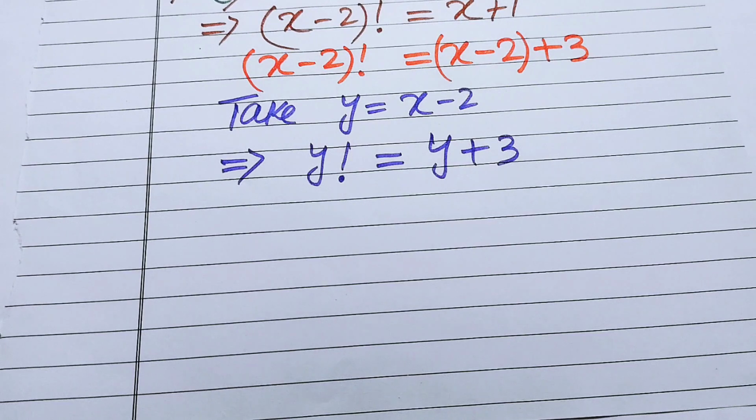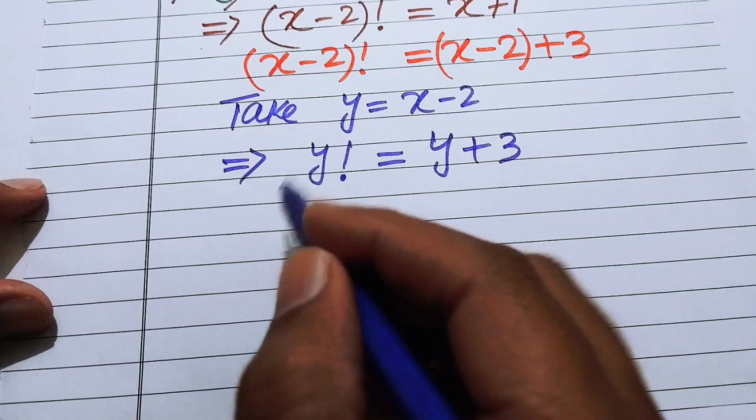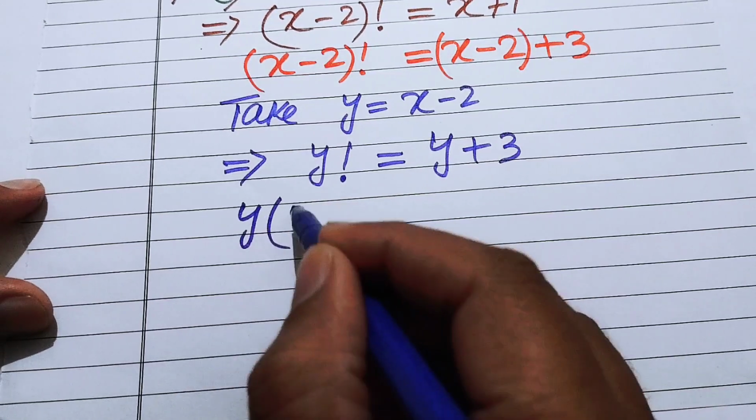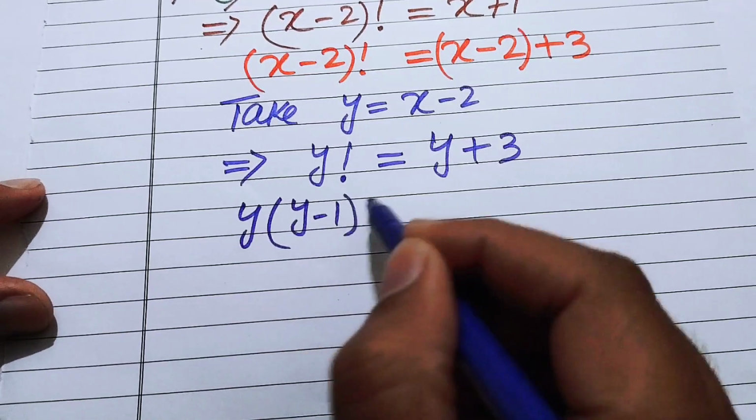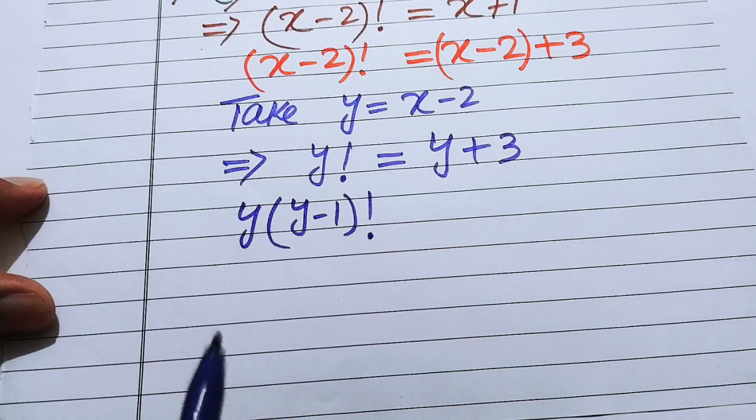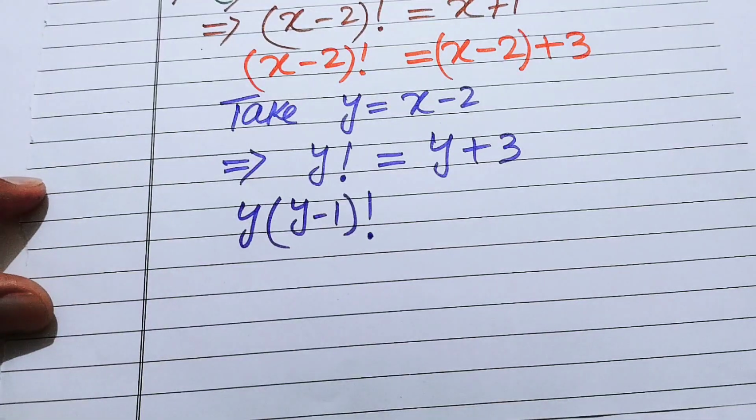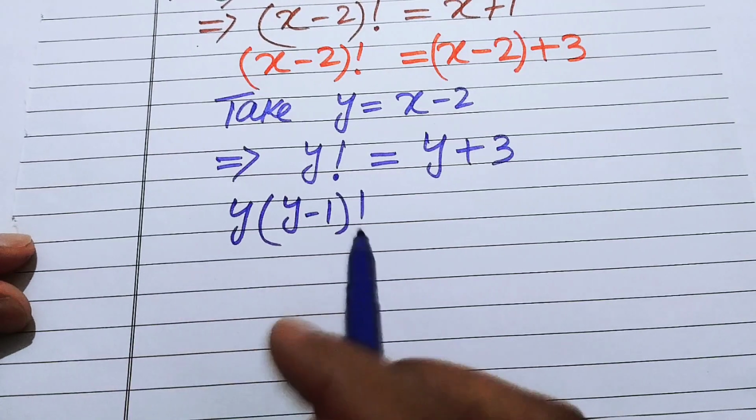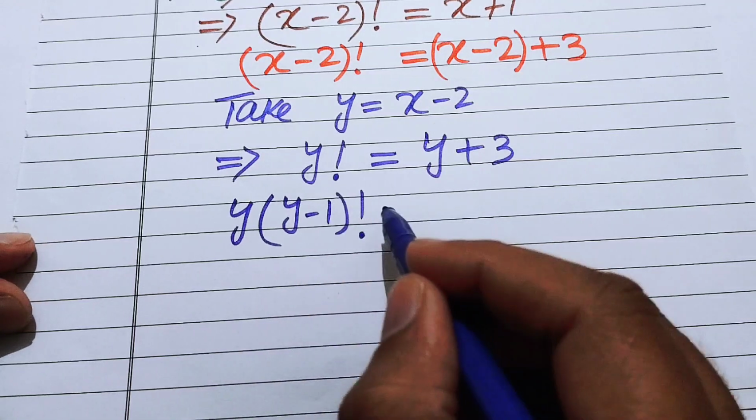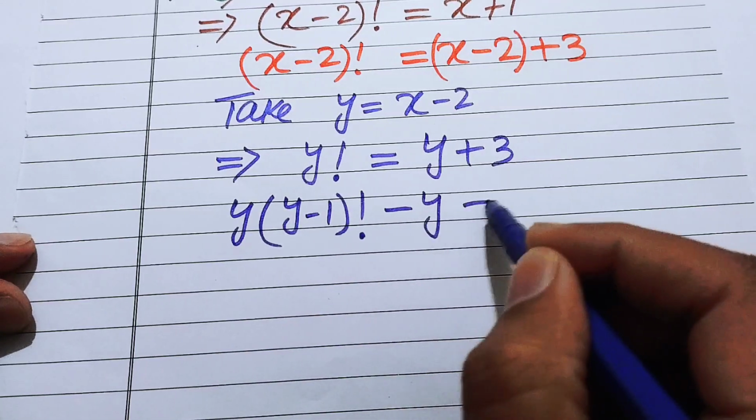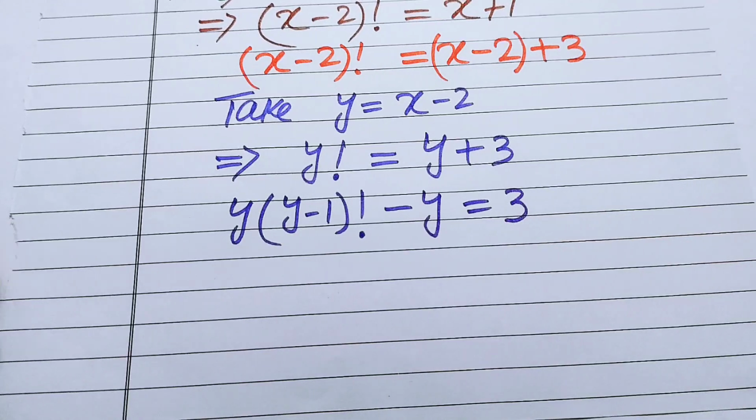So now in the next step we will again open the factorial of y, and you get y times y minus 1 factorial. I can break this factorial up to 1 term or up to 2 terms. You will get this, and we move this y to the left hand side, and it equals 3.